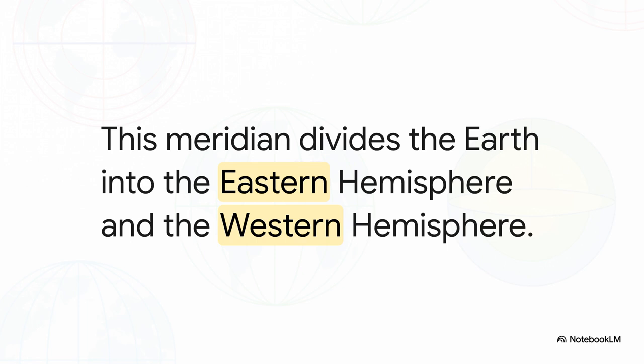But here's the thing. While the equator is the Earth's natural middle, there's no natural starting point for east-west. So people just had to pick one. And they decided it would be the line that runs through the Royal Observatory in Greenwich, England. And just like the equator, this line divides the world into two halves, the eastern and western hemisphere.